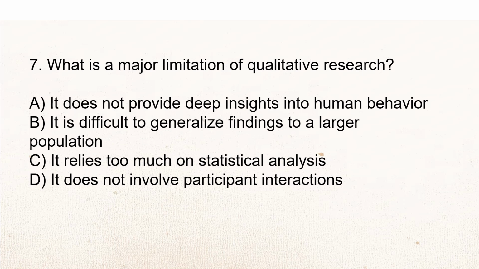Number 7. What is a major limitation of qualitative research? Letter A. It does not provide deep insights into human behavior. Letter B. It is difficult to generalize findings to a larger population. Letter C. It relies too much on statistical analysis. Or letter D. It does not involve participant interactions.